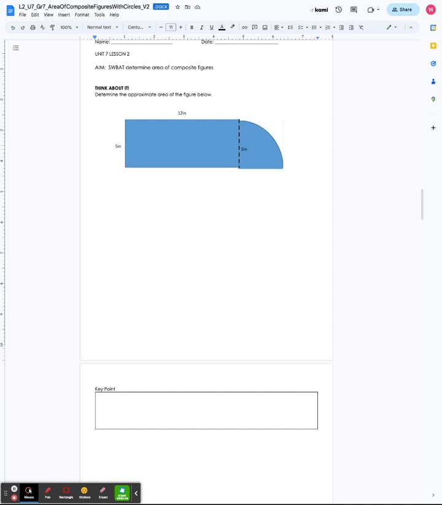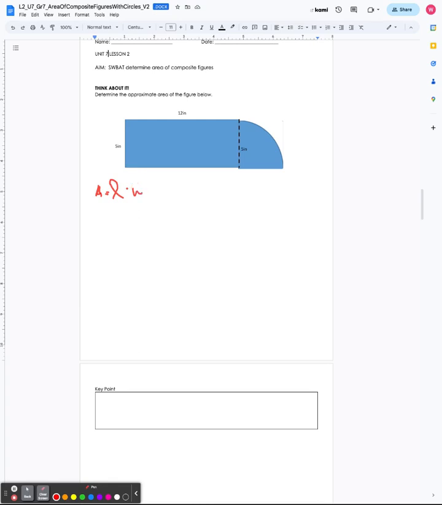It says determine the approximate area of the figure below. When we take a look at this figure, hopefully we see that we have a rectangle coupled with a part of a circle. So how do we find the area of a rectangle? Well, the area of a rectangle is equal to the length times the width. Hopefully this is not new material to you, that you remember it's length times width.